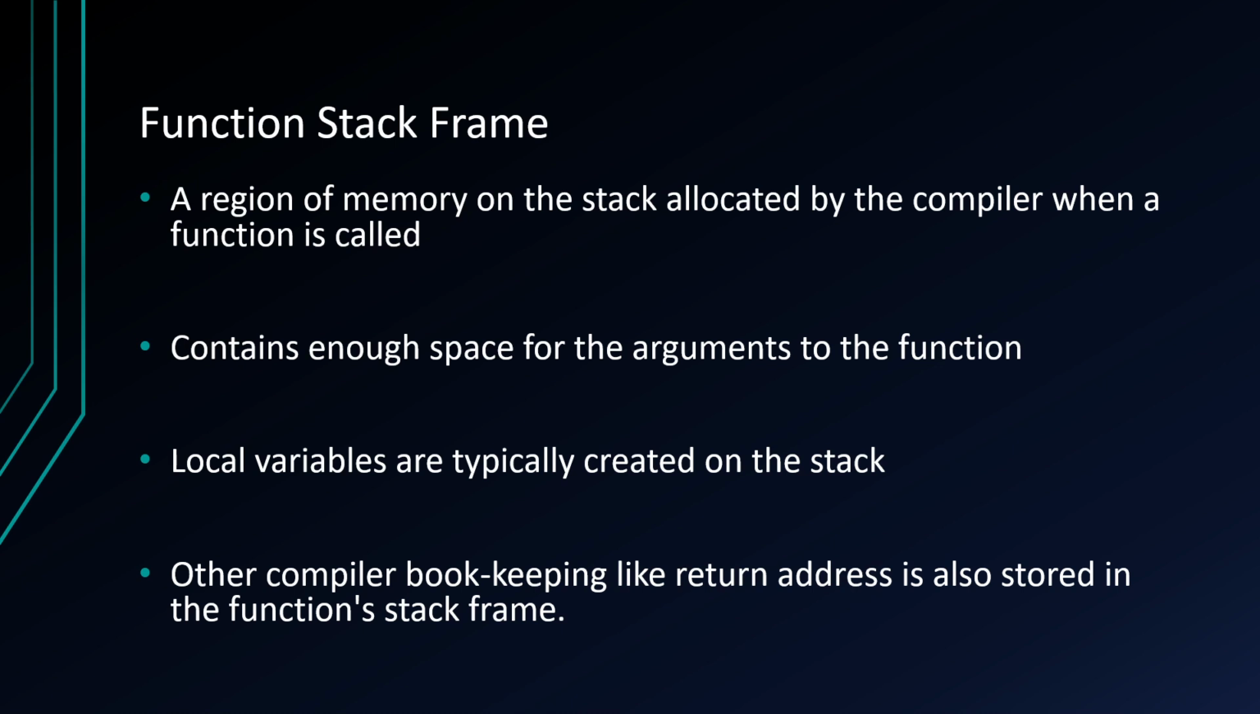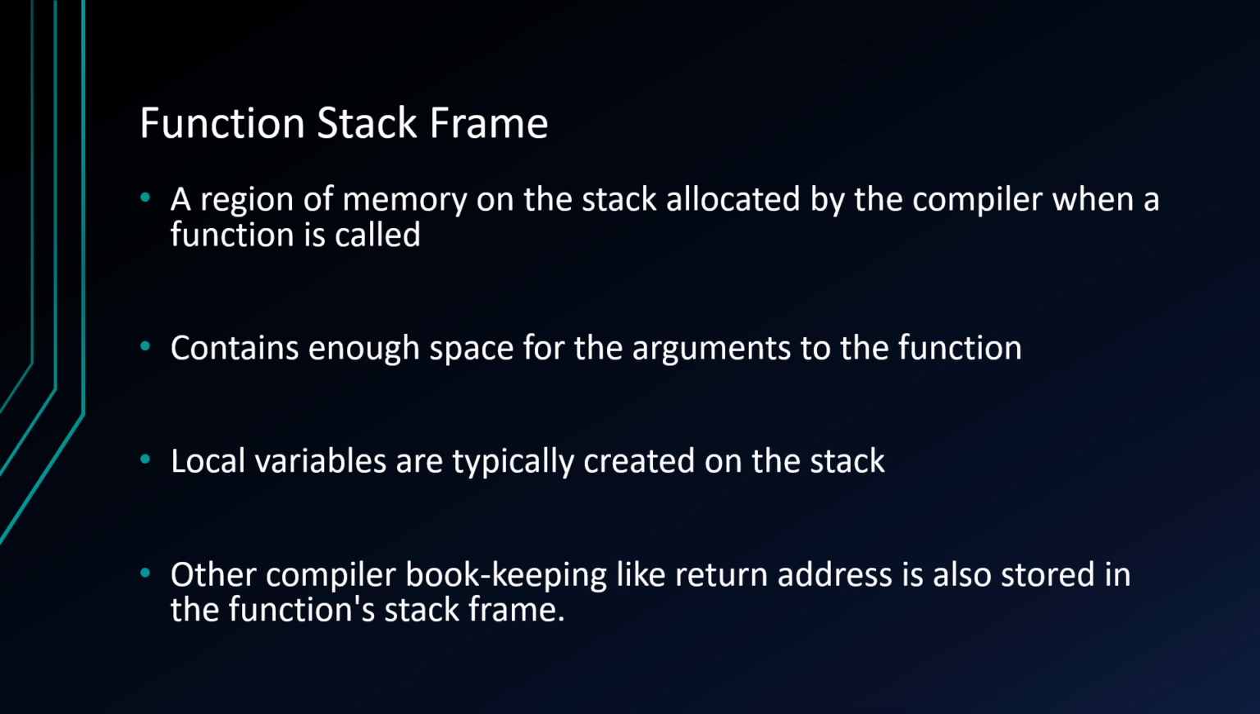But the stack frame is a chunk of memory on the stack, and it contains enough space for the arguments to the function. And typically, local variables are created on the stack as well. Now, you can have a local variable that represents data allocated on the heap, in which case the thing that was allocated is on the heap, but the pointer to the allocated region is on the stack.